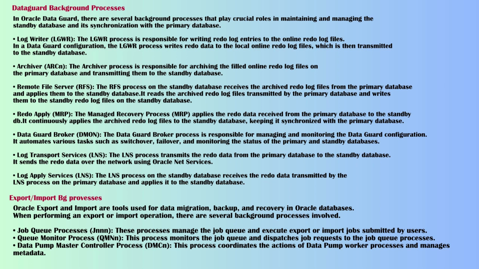Master Process, IMP. Similar to the export process, the import master process coordinates the import operation, controls worker processes, and manages the import job. Background processes for both export and import. Job queue processes, JNnn. These processes manage the job queue and execute export or import jobs submitted by users. Queue monitor process, QMNn. This process monitors the job queue and dispatches job requests to the job queue processes.